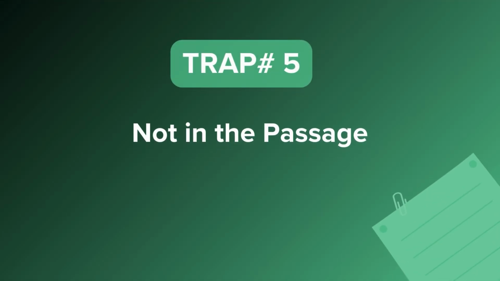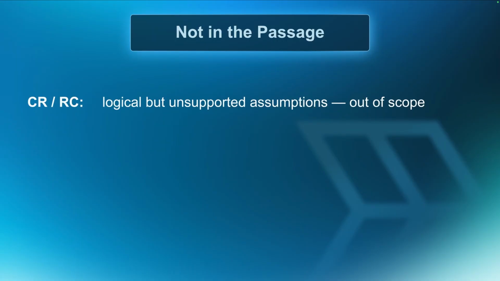The final verbal wrong answer trap is the answer choice that's not in the passage. In the previous wrong answer choice, we brought information from the wrong part of the passage. In this answer choice, we bring information that isn't in the passage at all. Now, like the opposite answer choice, this seems like it should be obvious and easy to avoid, but like the opposite answer choice, it's trickier than you'd think. In both critical reasoning and reading comprehension, these answer choices are incorrect assumptions. These are things that seem like they should be in the passage or seem like they logically follow from the information in the passage, but actually aren't or don't.